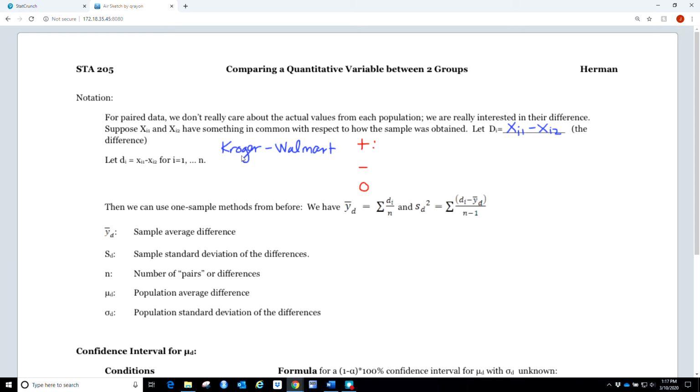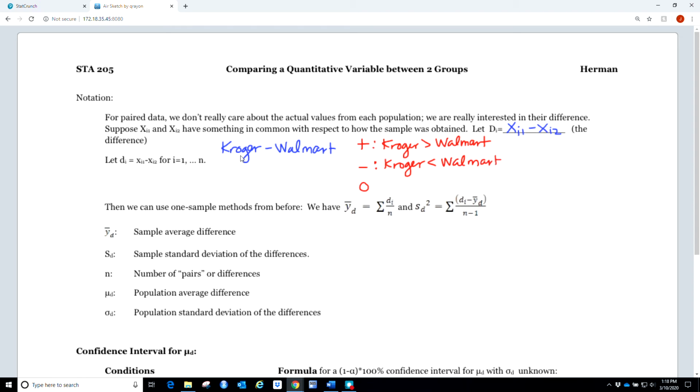So if I do Kroger minus Walmart and get a positive number, that's going to tell me then that the first value was bigger. Or in context then, that item's price at Kroger was higher or more expensive than at Walmart. If instead I were to get a negative difference, that would mean my second value was bigger or my first one was smaller, telling me that that item at Kroger then was cheaper than it was at Walmart.